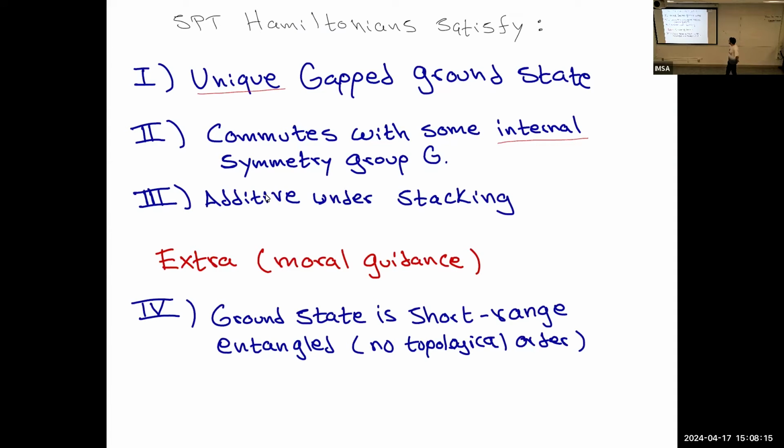So SPT phases are phases of systems that have interactions, right? But they're supposed to satisfy some properties. They're supposed to have a unique gapped ground state. They have to commute with an internal symmetry group, and their ground states are supposed to be trivial if you do not respect the symmetry. SPT means symmetry protected topological phases, and that's supposed to mean that if you break the symmetry, you lose your invariant. And they're supposed to be additive, with stacking.